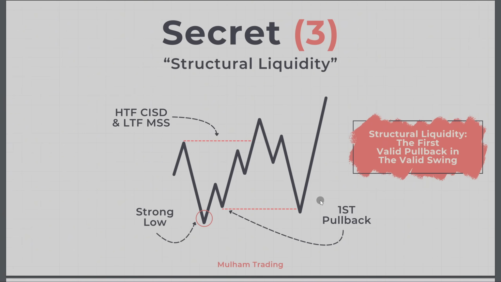Because it also tends to sweep the structural liquidity, which is most of the time extreme to the lower side in this case. So it goes and takes the liquidity from the structural liquidity, the first pullback, and then pushes higher. In the bearish example, it's also the same thing. Let's say we have something like this strong high here, and then we have a pullback. This is a structural liquidity in the bearish example.